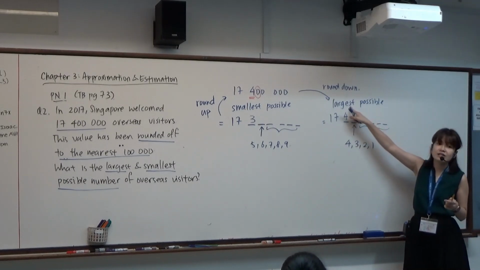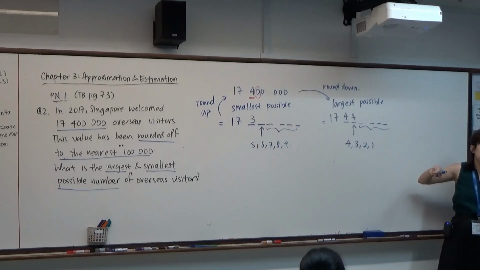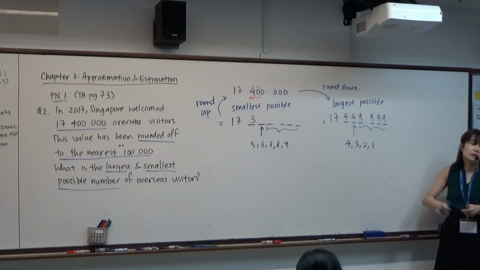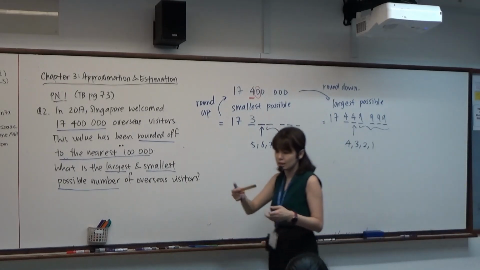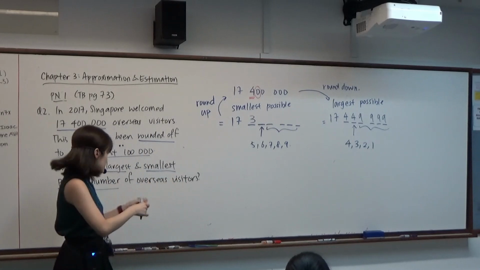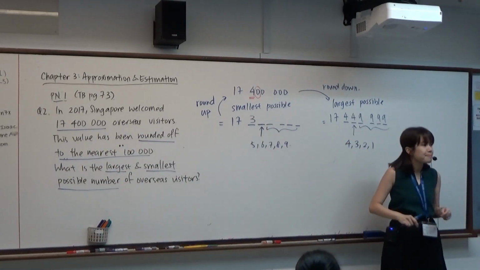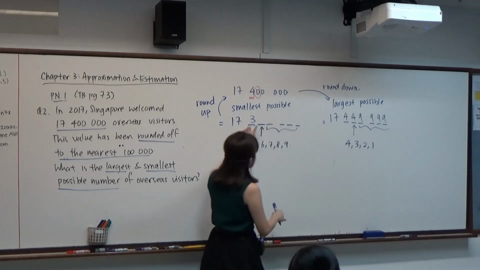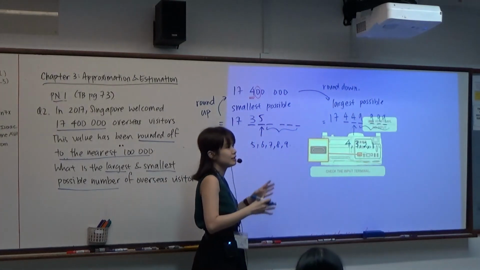Then we're looking for largest possible. What should my choices in the remaining spaces be? 9. 9. Very good. Okay? Then now, smallest possible. Let me choose this. Peter, what do you think should my smallest possible number be? 173 and what? 5.